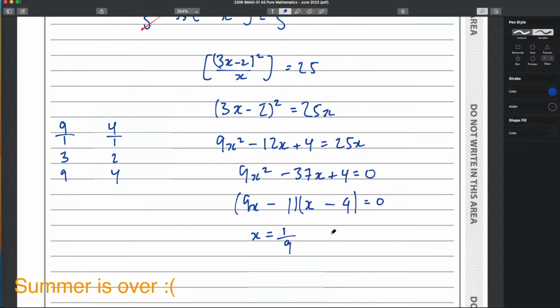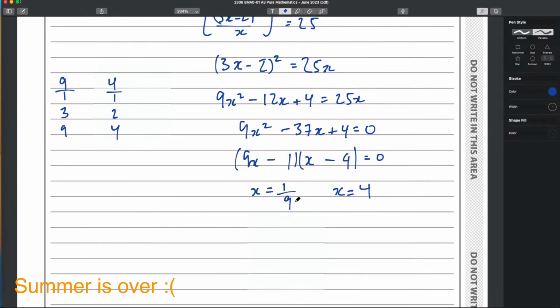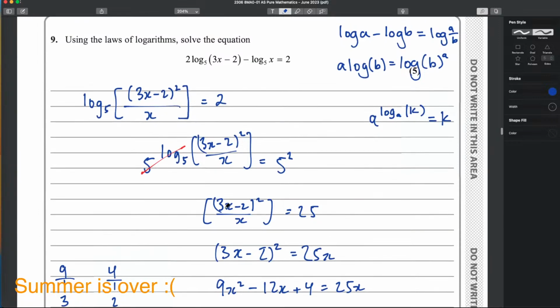It looks like you're really good at factoring quadratics, which is awesome. Okay, so then we get x equal to 1 over 9 and x equal to 4. And let's go back to the question, what we were looking for: solutions to this equation.